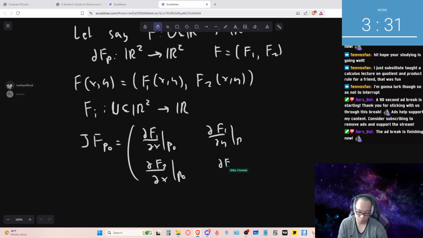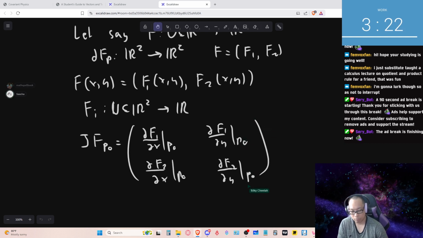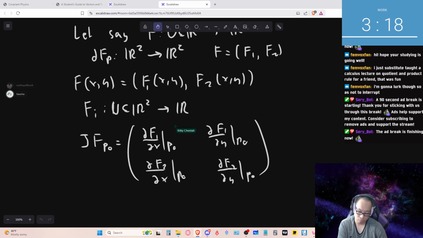So wait, is f in this case a vector-valued function? Yeah, it goes from R2 to R2. And this is a good example because we can see a first coordinate using that.